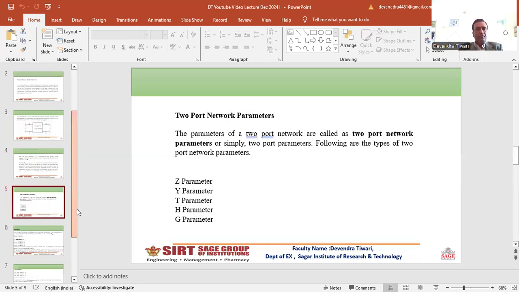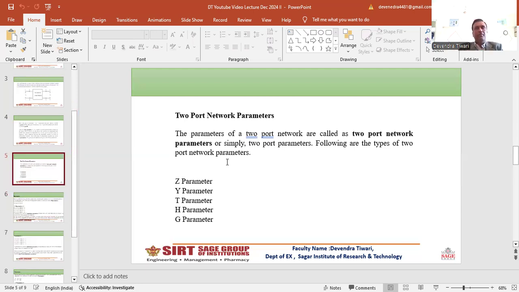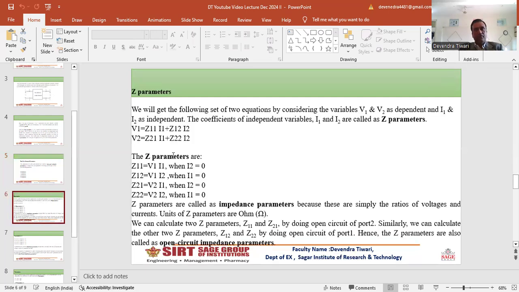The parameters of a two-port network are called two-port network parameters. The possible types of two-port parameters are Z parameters, Y parameters, T parameters, where T means transmission line parameters, H means hybrid, and G means G parameters. So these five parameters are given to us. There is also one more parameter, the inverse hybrid parameters. We will go for Z, Y, and transmission line parameters first. On to next slide. First of all, Z parameter.